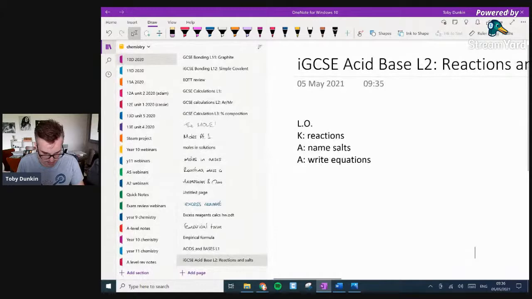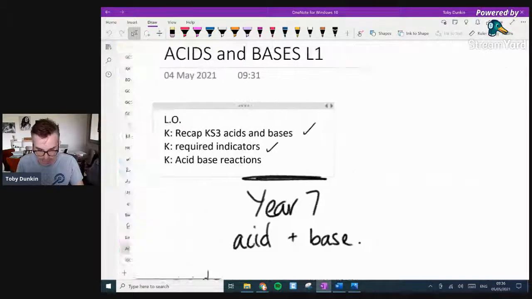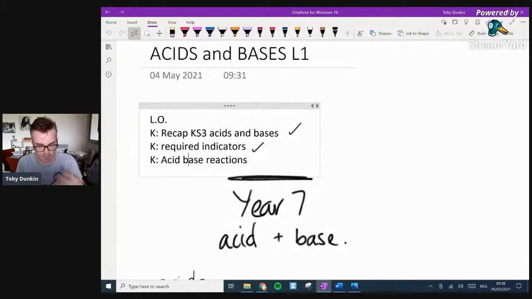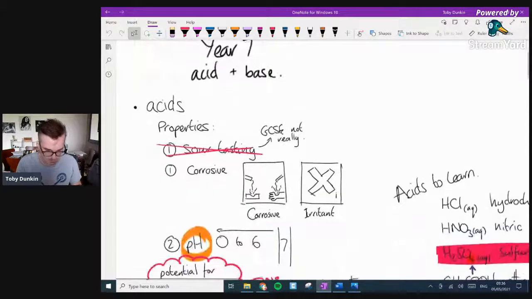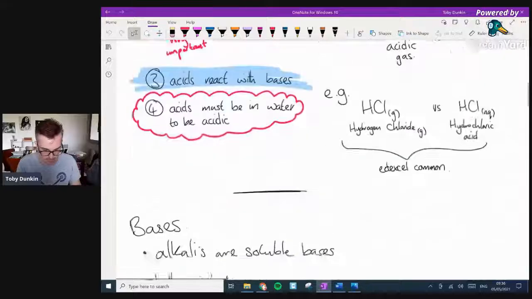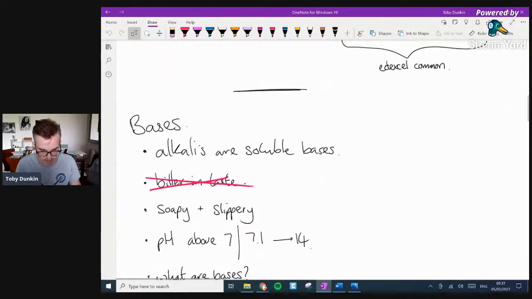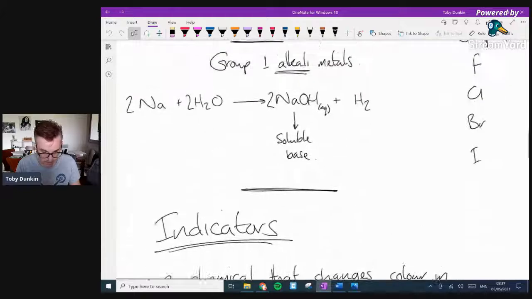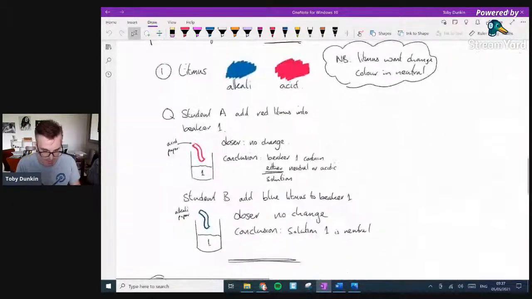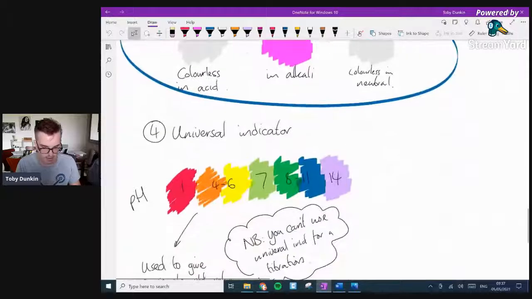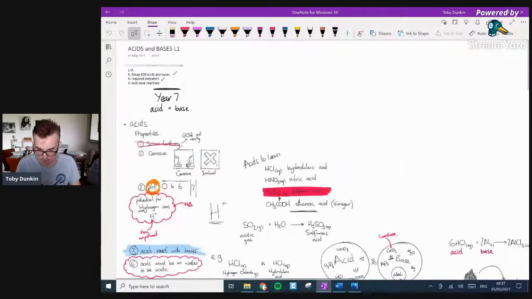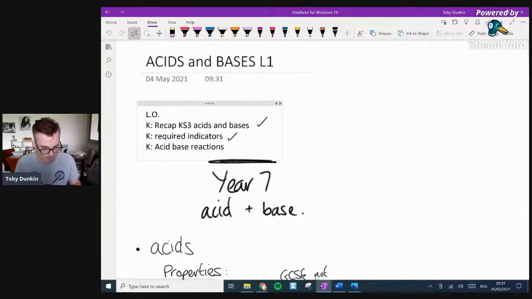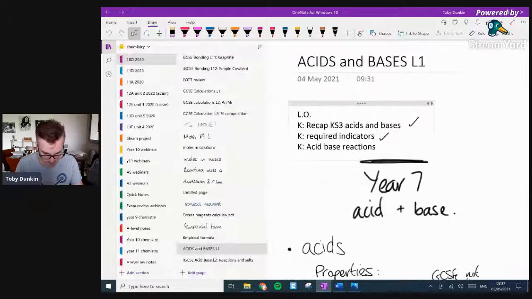Now, last lesson, it's nice to do a bit of a review. Last lesson, we did the key stage 3 revisit and looked at the properties of acids and bases. I didn't add in the hazard symbol for alkalis, which is the same: corrosive and irritant. Then we did a whole load of lovely equations, and it was nice to see the alkali metals appearing. I gave you your 4 indicators for GCSE. But we didn't get up to the acid-base reactions, so that's today's lesson number 2.